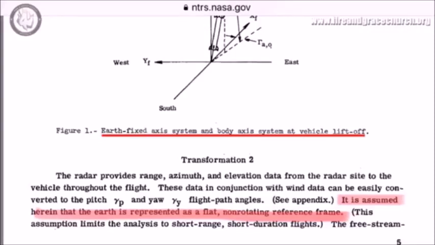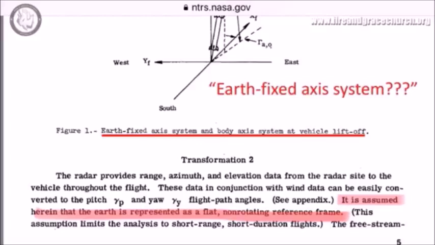It is assumed herein that the Earth is represented as a flat and non-rotating reference frame. Why would it be assumed that the Earth is represented as a flat, non-rotating reference frame? I'm going to tell you, I'm blown away, but this Earth fixed system is interesting here.